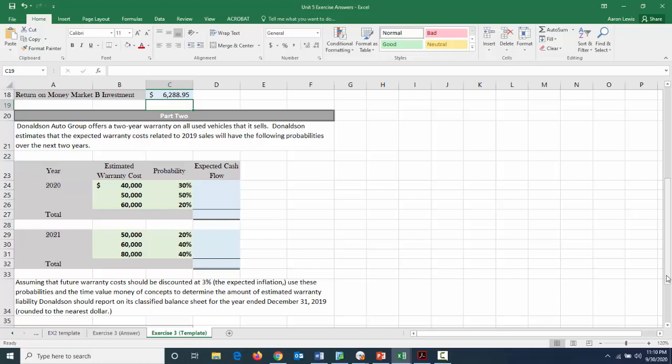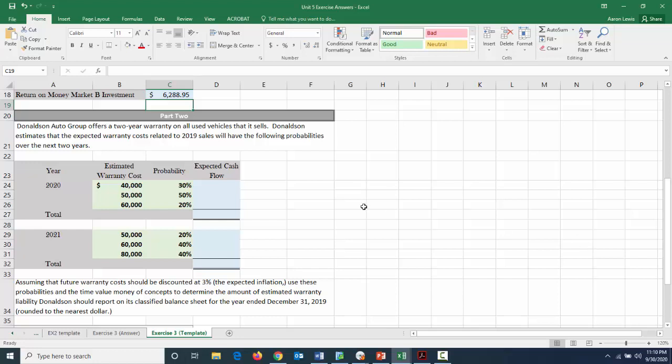So what do they do? They take their best guess at what the probability is of certain levels of cost. And for 2020, they think that $40,000 of warranty cost has a 30% probability of happening. $50,000 of cost has a 50% probability of happening, and the probability that they have $60,000 in costs is 20%.